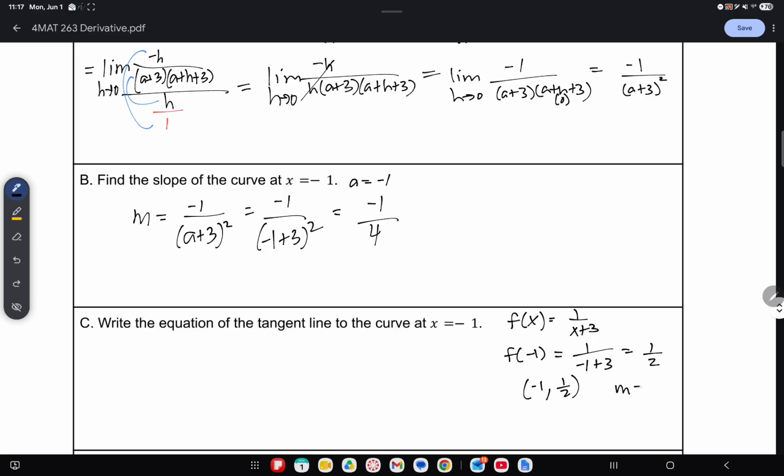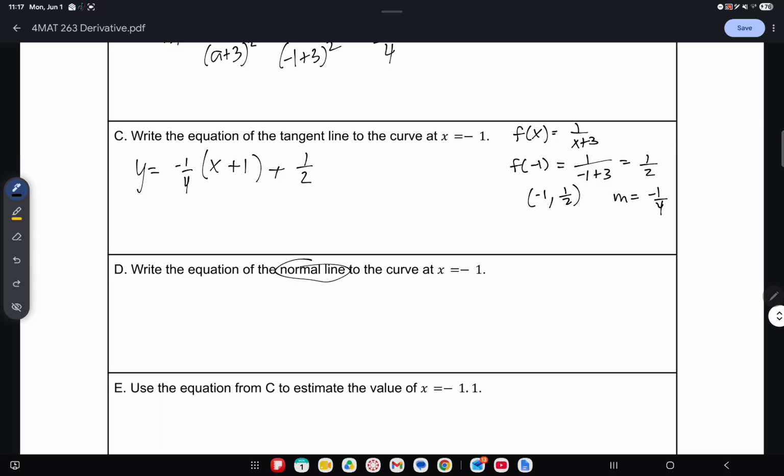And I already know from part B my slope is negative 1/4, so I can use that. y equals negative 1/4 times x minus negative 1, which will give me x plus 1, and then plus 1/2. You could distribute, combine like terms, all the fun stuff, or I like to just leave it.